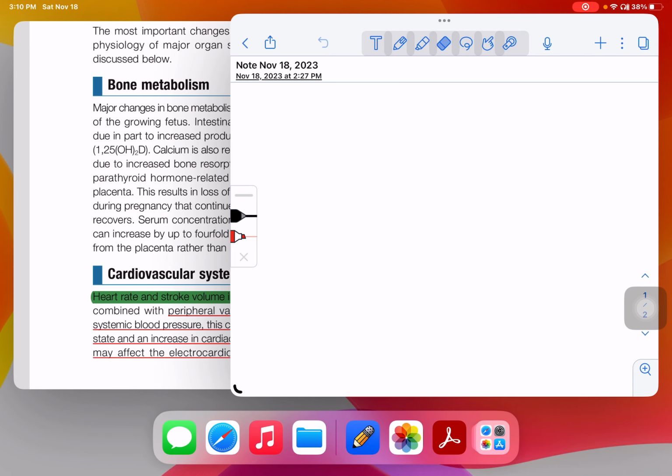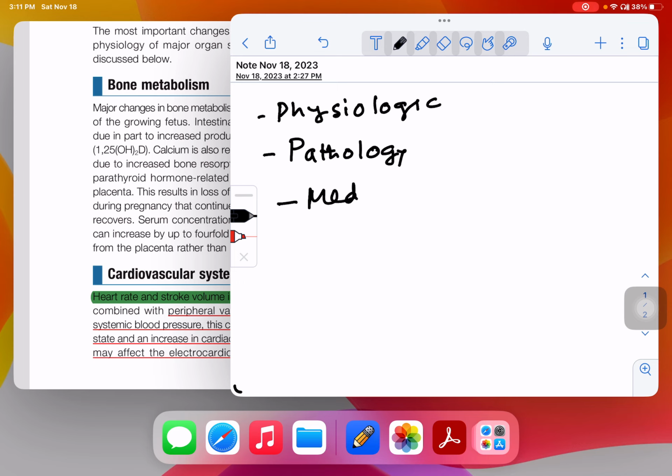Hello friends, today we will discuss maternal medicine. Firstly, we will discuss physiological changes of pregnancy. Then we will discuss some pathology, and ultimately we will discuss medical emergency.